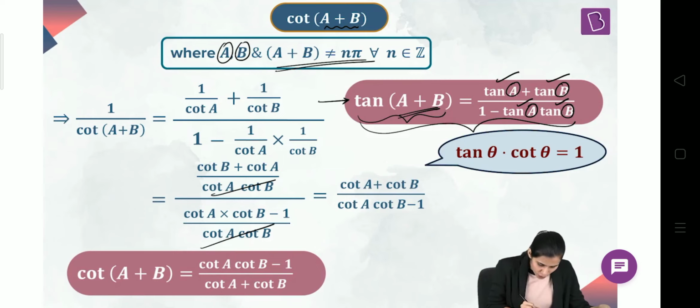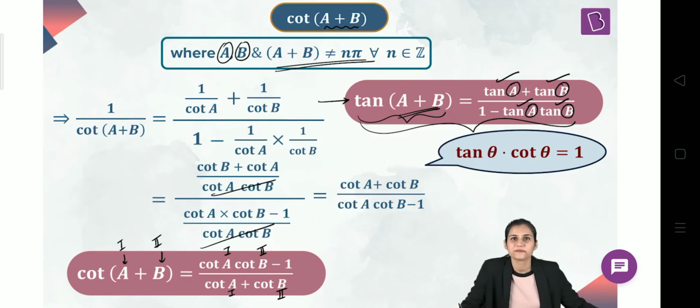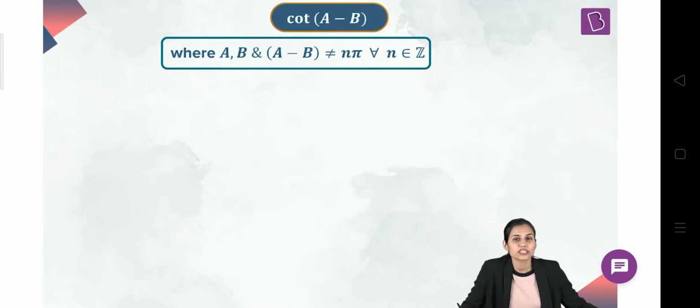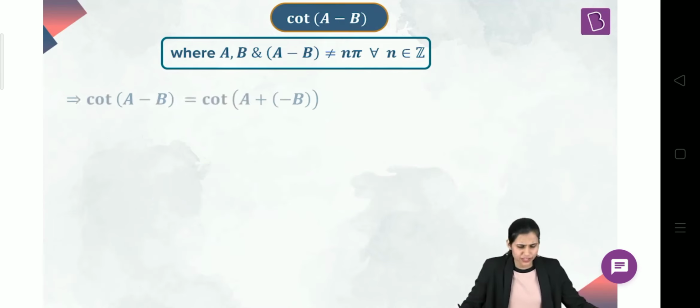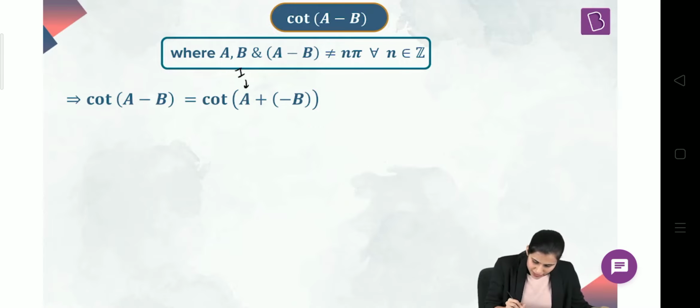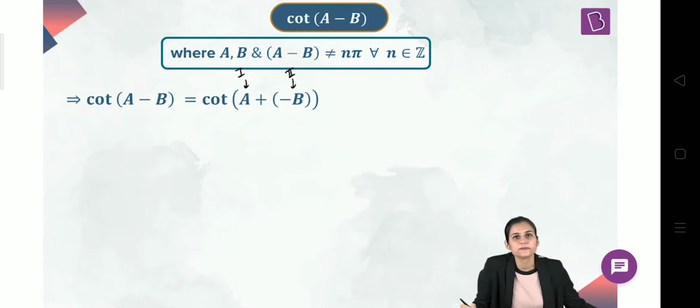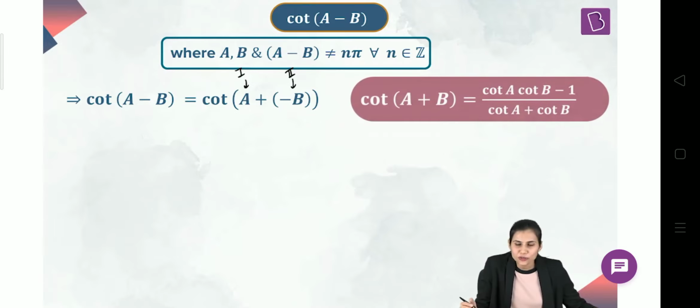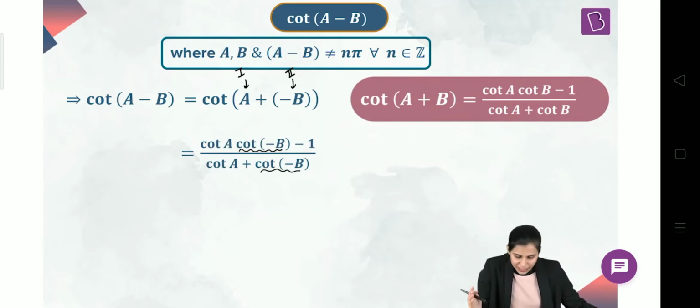We're going to remember it as cot of first angle plus second is cot of first into cot of second minus 1 whole upon cot of first plus cot of second. Now let's compute the cot ratio of the compound angle A minus B. This is extremely simple because I'm just going to write A minus B as A plus minus B. So this makes this cot of first angle plus second angle. Okay, we know what this is equal to. It is cot of first into cot of second minus 1 whole upon cot of first plus cot of second.